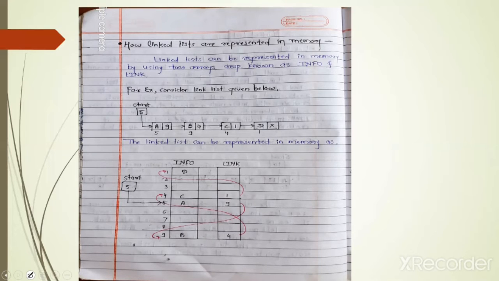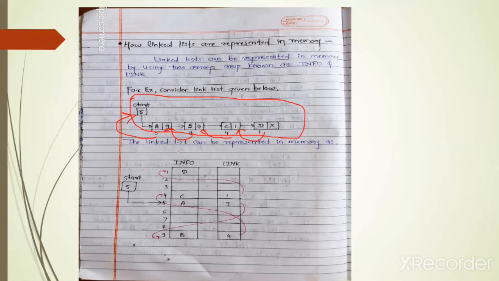For example, consider a linked list given below. A linked list with 4 nodes that are A, B, C and D. Address of A is 5, it's stored in start node. Address of B is 9, stored in A. Address of C stored here. Address of D stored here.